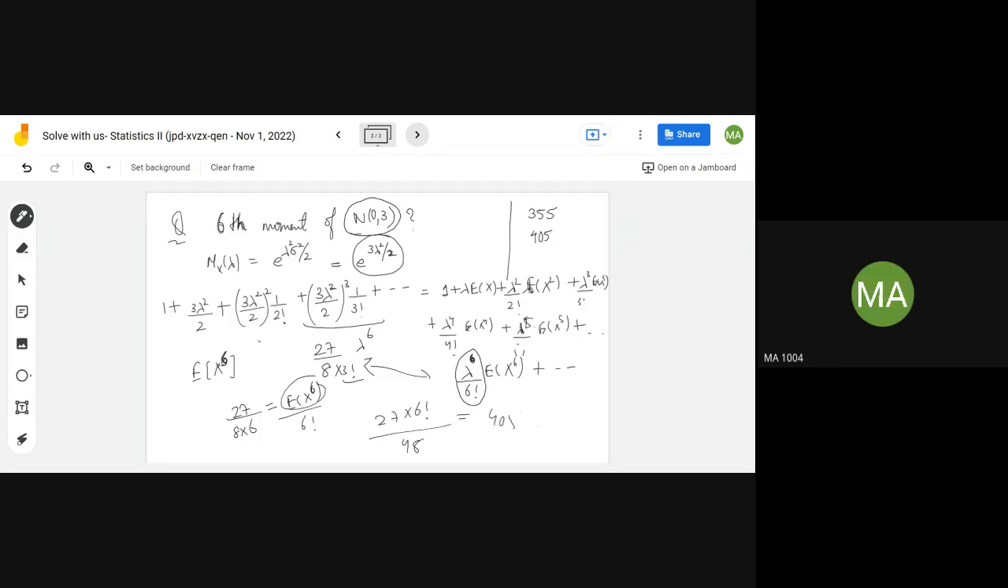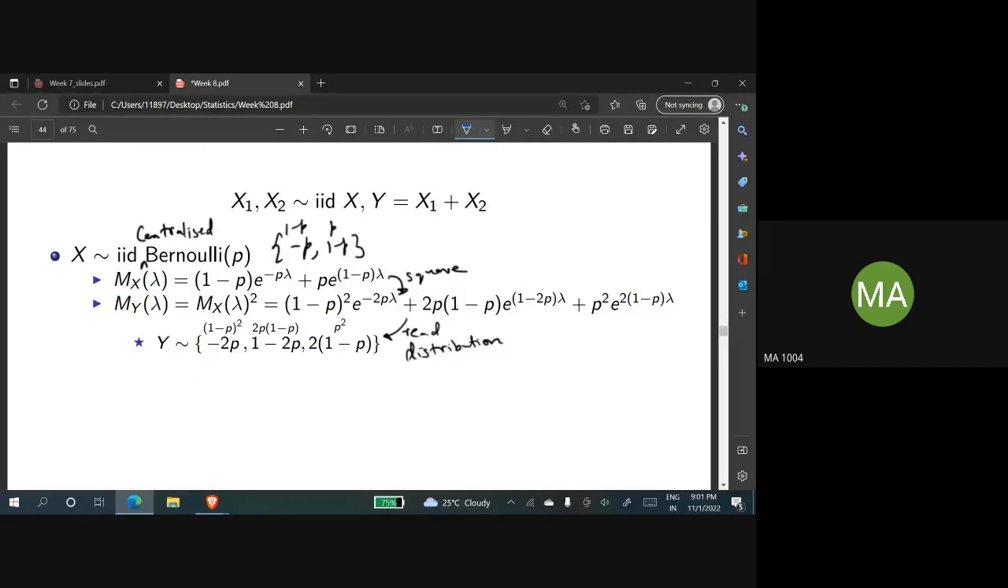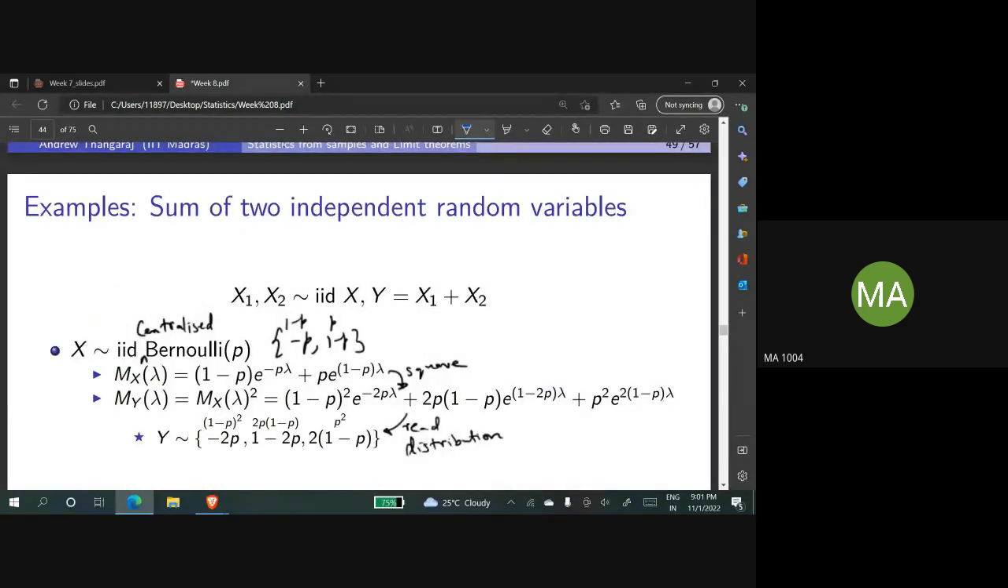All right, now we'll move to the next topic. This is done. Now, how do you find the sum of two independent random variables? Let's say X1 and X2, and you take the sum of these two random variables. How do you find their moment generating function?